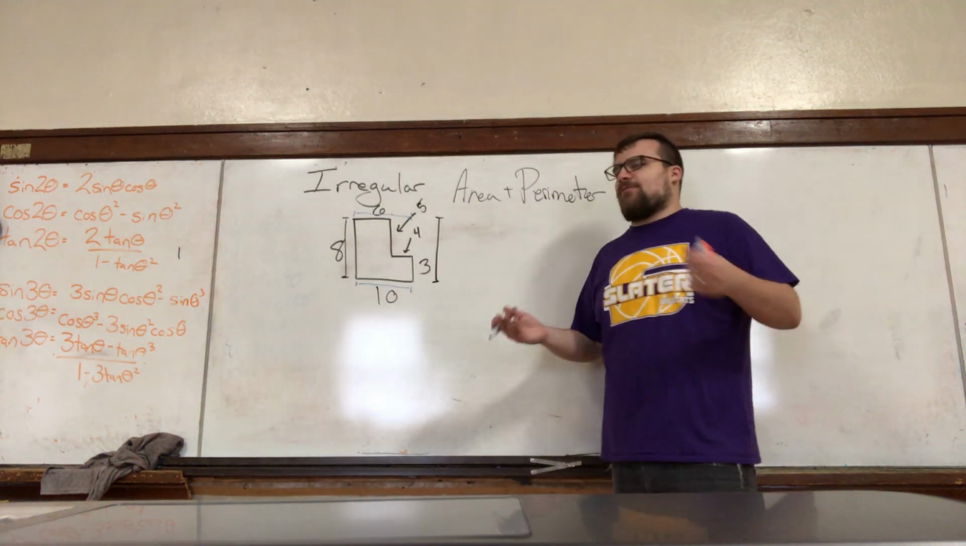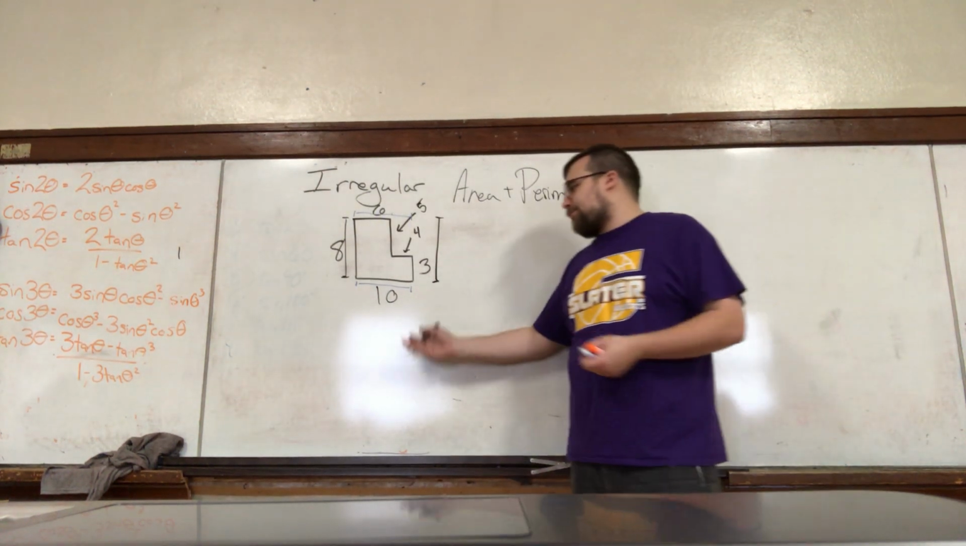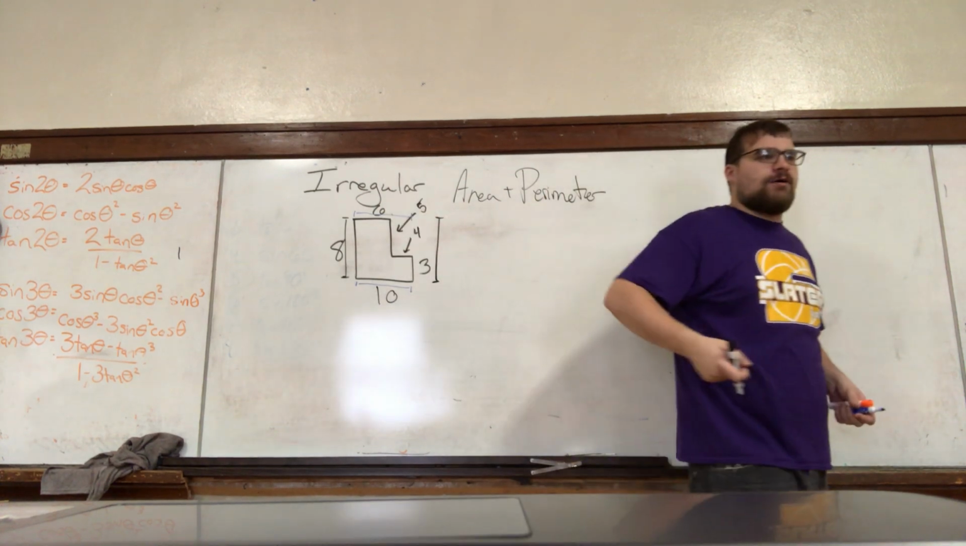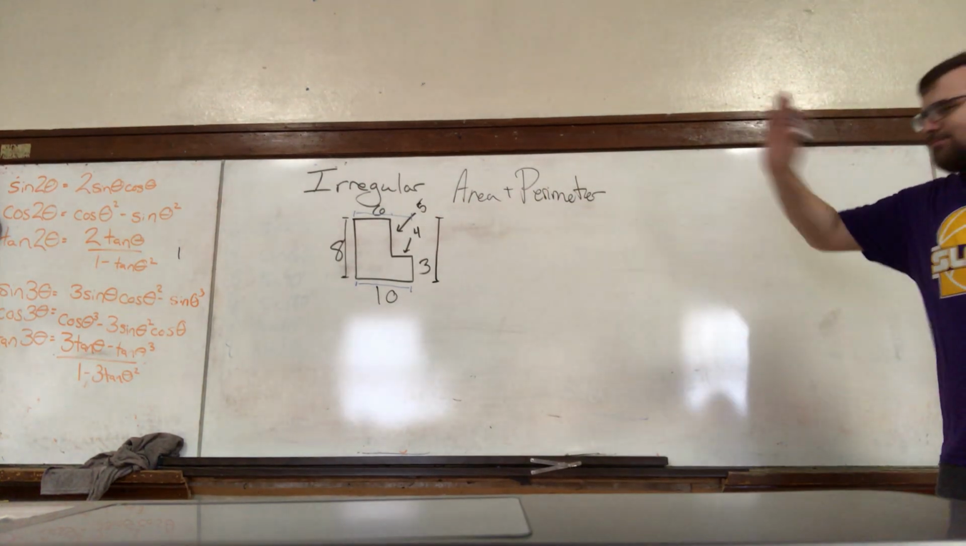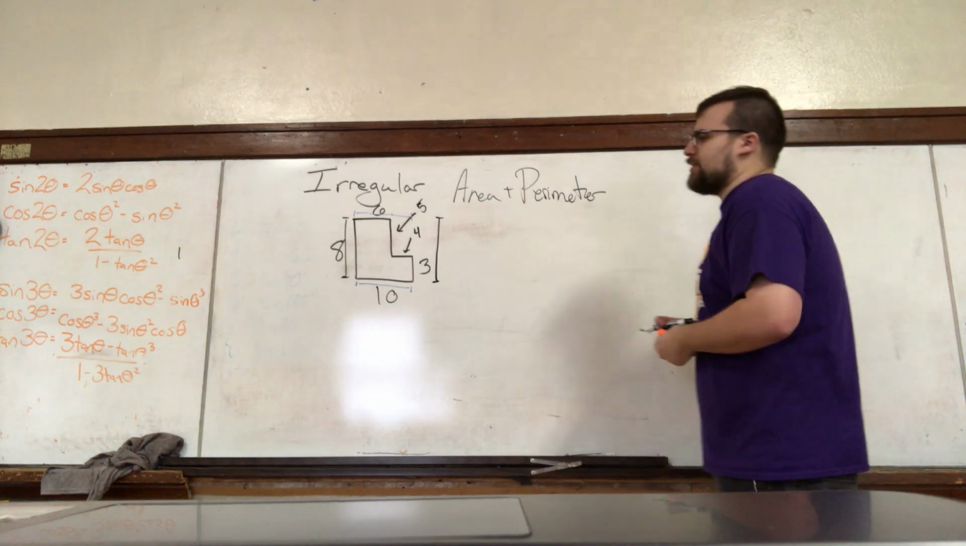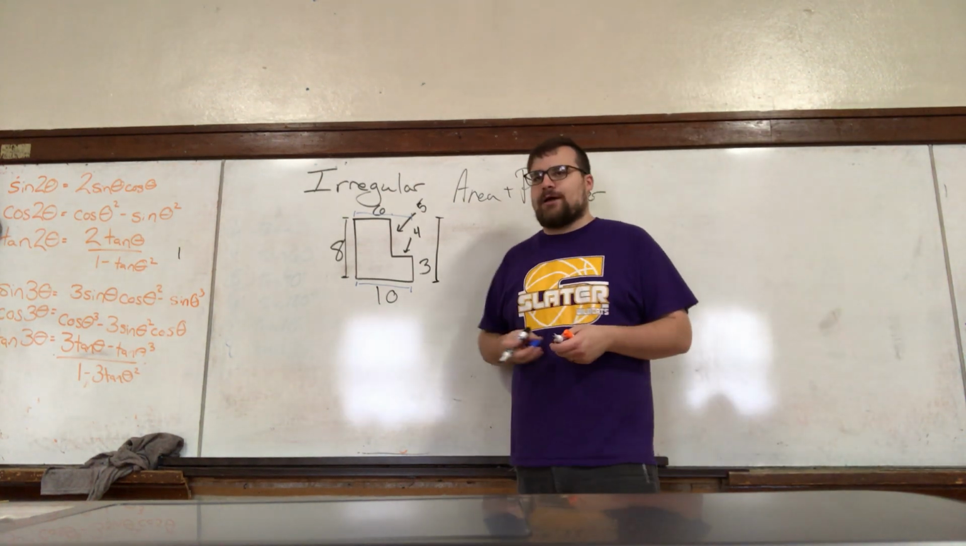Add up all the sides, find the perimeter. 6 plus 8 plus 10 plus 3 plus 4 plus 5. I'm not actually going to add those up. That's not the point of this. I wanted to show you how we find those sides.